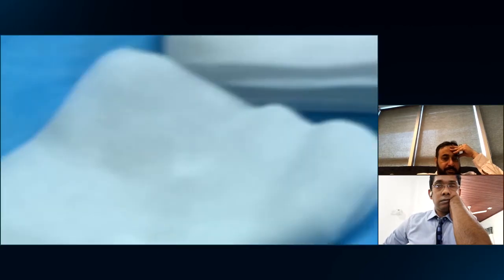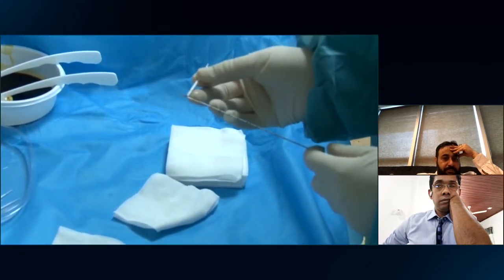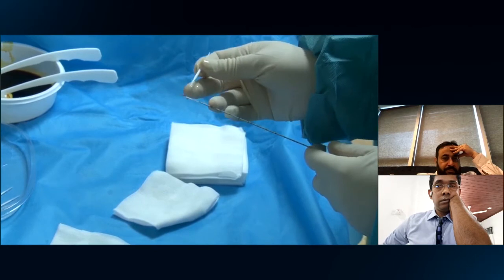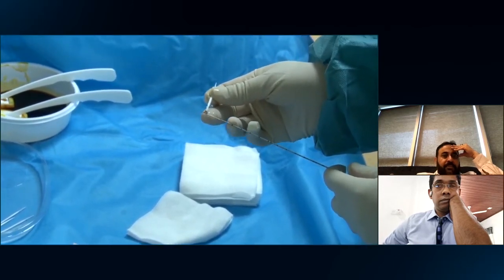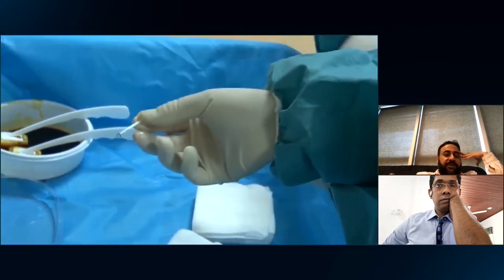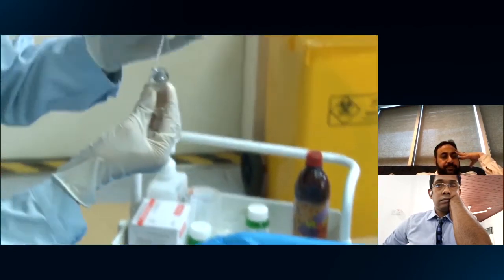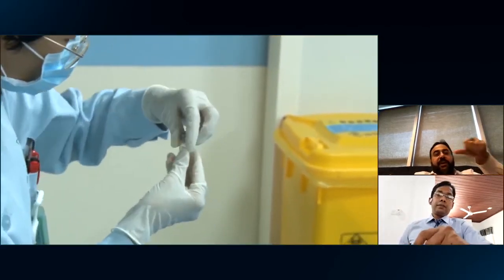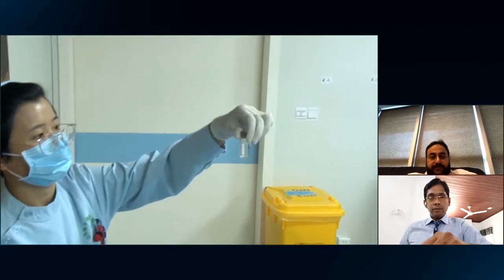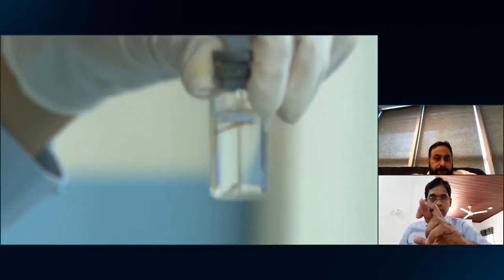Okay, the microwave antenna has been connected, and the microwave ablation is ongoing. What settings have you on now? We are doing the ablation now. Yes, but at what setting? How many watts, how many minutes? Just a minute. I must ask him.